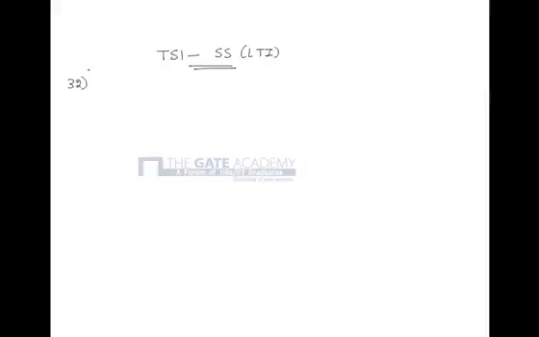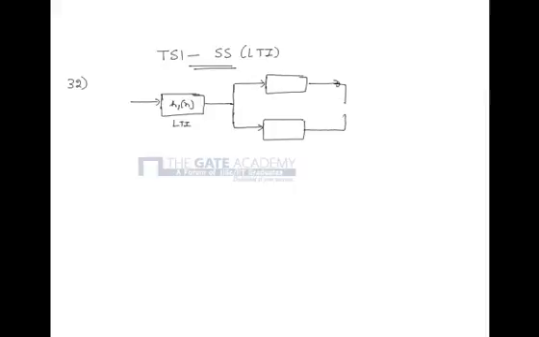As per the question, there is a LTI system whose block diagram is as shown. So the input is fed to a LTI system 1 of impulse response h1 of n. Then the resultant output is fed through two LTI systems, which is actually a parallel combination, and the two systems have impulse responses as h2 of n and h3 of n.